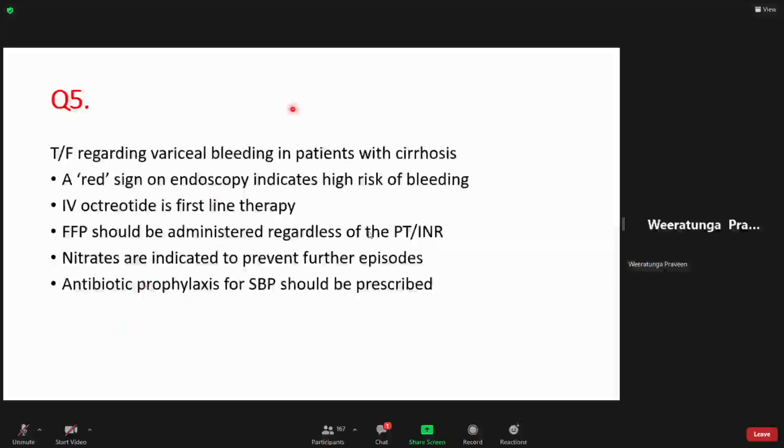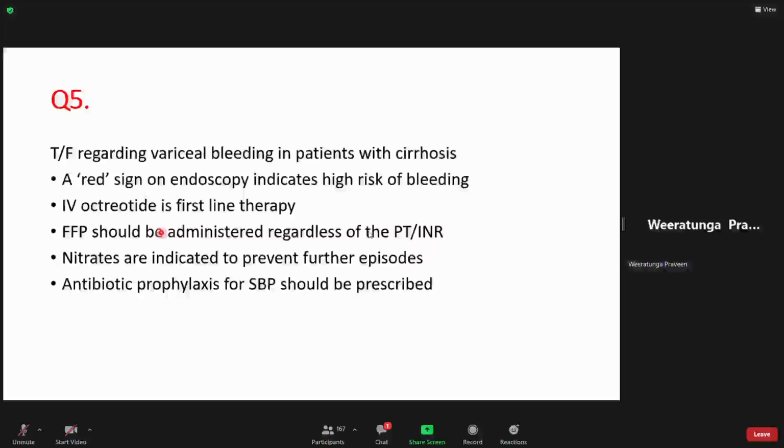Let's see the MCQ now. We discussed this during emergency medicine classes as well as during the long case discussion, so it will be an easy one, I think. Red sign on endoscopy indicates high risk of bleeding. It is an endoscopic appearance that there is a risk of bleeding in a varix. IV octreotide first line therapy? What is the first line drug in variceal bleeding? Terlipressin, not octreotide. So I told you the definitive treatment is terlipressin and also endoscopy. Those are the two definitive treatment options that we have. You give octreotide only if there is no terlipressin available. So it is not first line therapy.